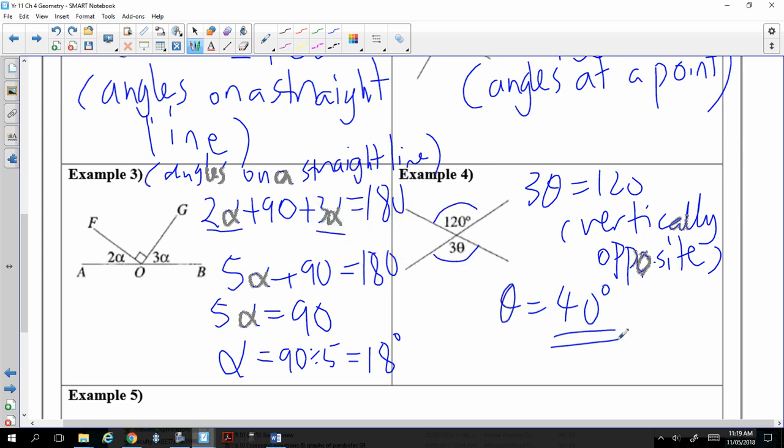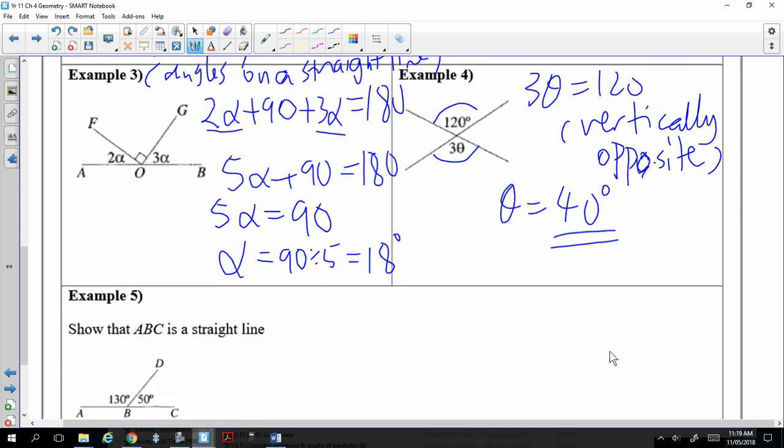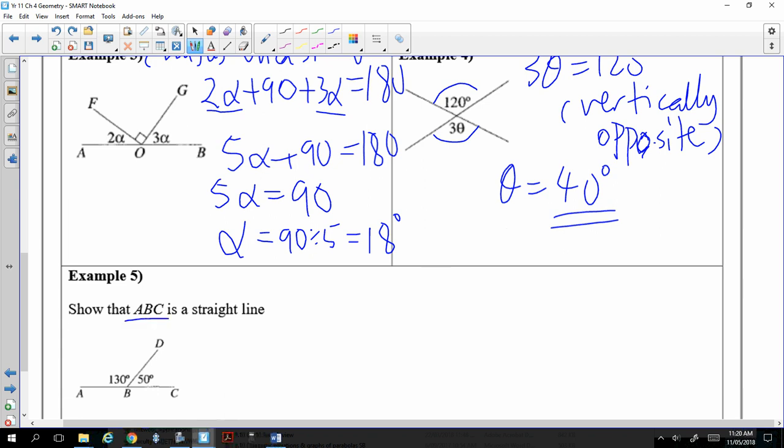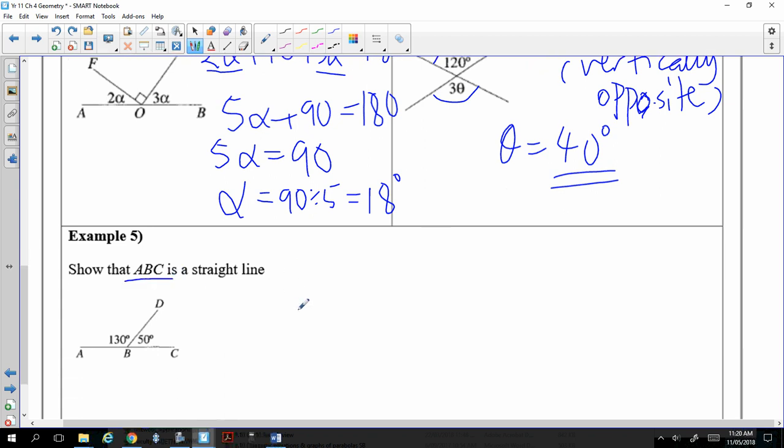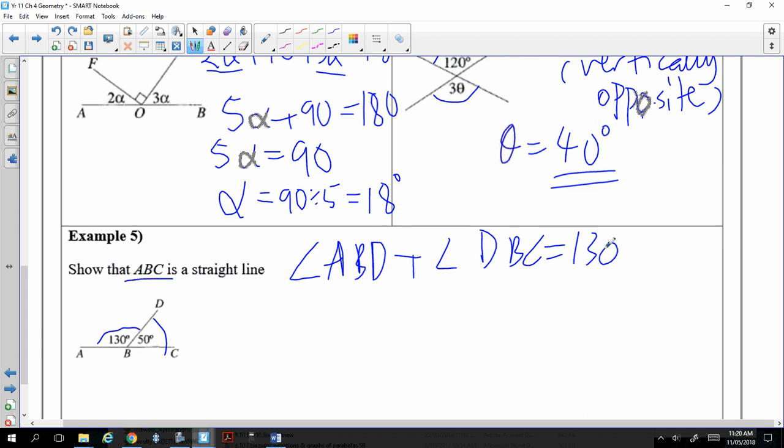All right, example 5. This is a little bit tricky. We're showing things. You have to show this is a straight line. Why is this a straight line? Well, you just have to add the angles, right? If the two angles add up to 180, it will be a straight line. So you say angle ABD plus angle DBC equals 130 plus 50. So you add the angles, you get 180.